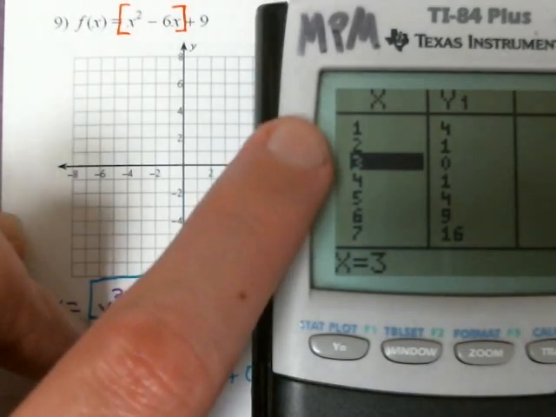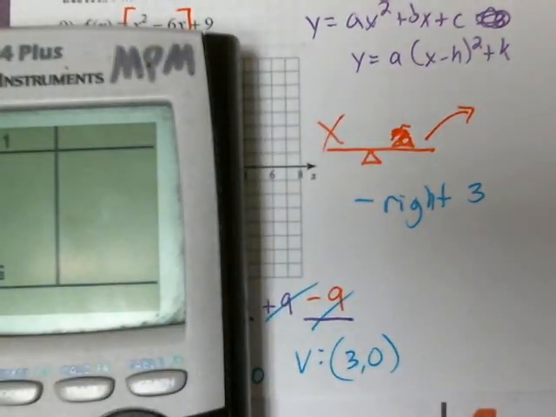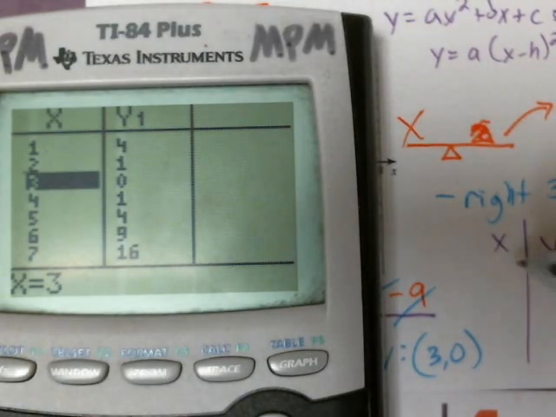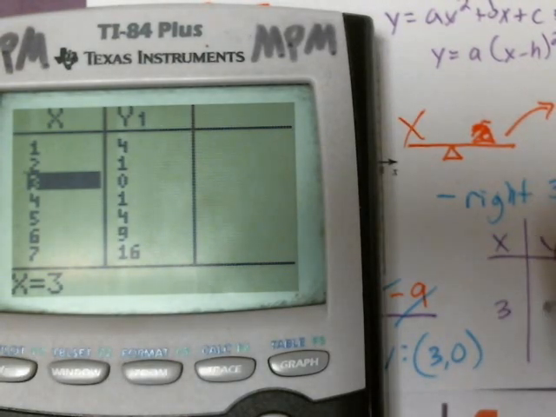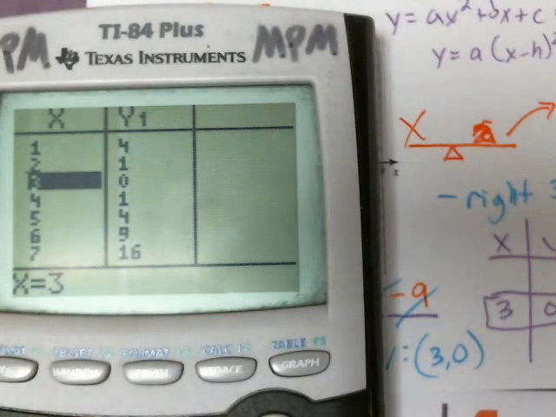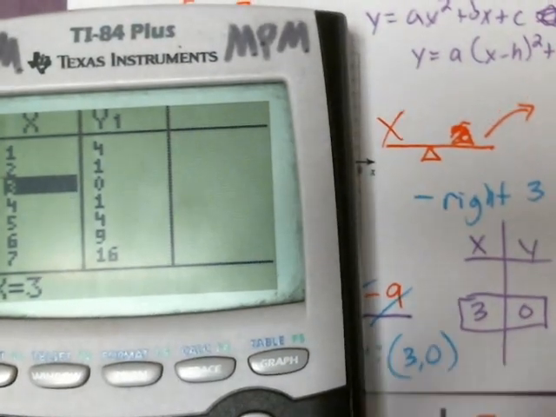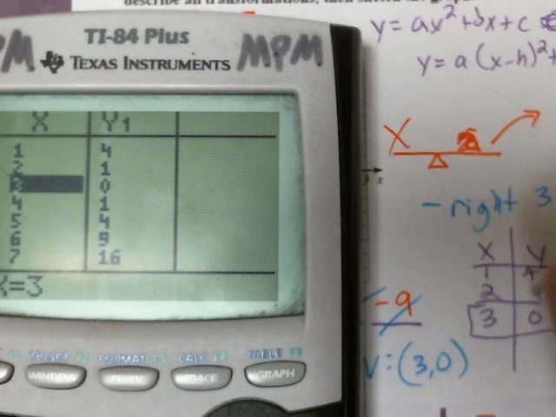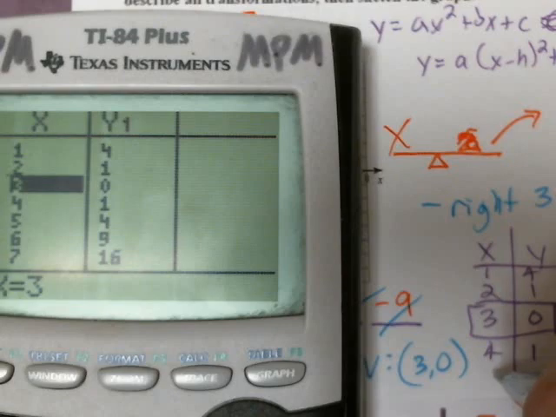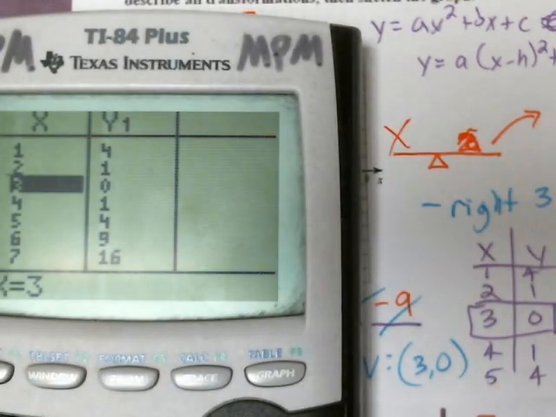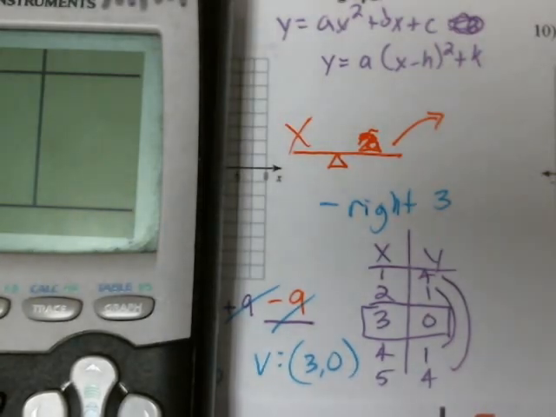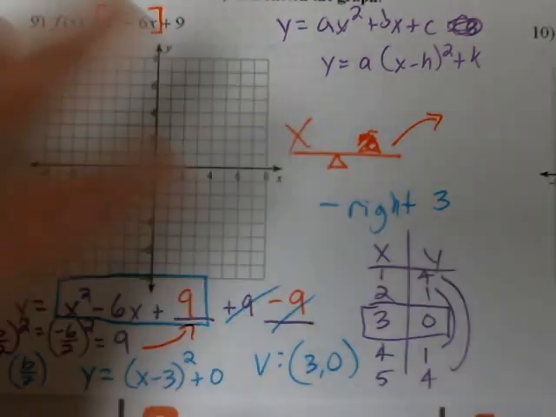Okay, and I'm going to grab the 2 points above it and the 2 points below. Okay, so I've got x, comma y. Go about halfway down, 3, comma 0. That's my vertex. And then I've got 1, comma 4 and 2, comma 1. Grab the 2 points below it. 4, comma 1 and 5, comma 4. Okay, so I'm feeling pretty good about this because the 4's match, the 1's match, so I'm feeling pretty good that I've done this correctly.